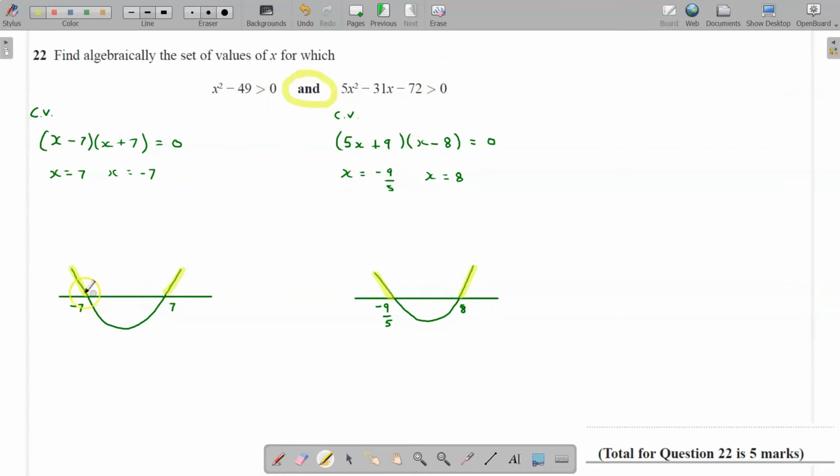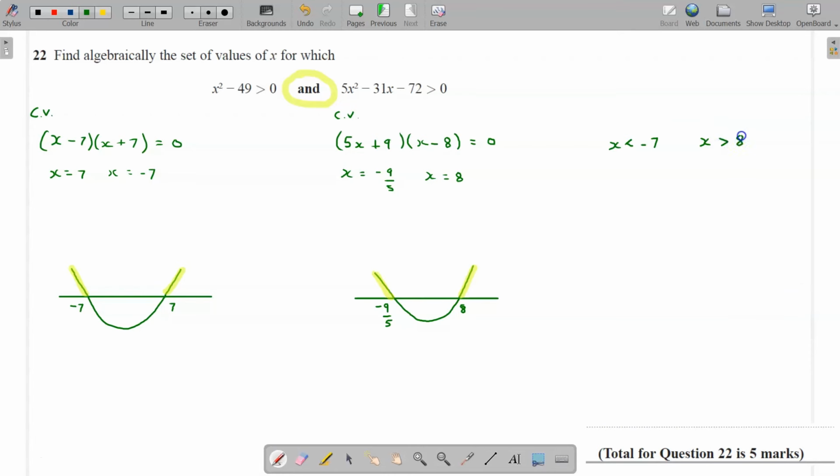Now, we need to find the values of x that satisfy both of them. So this is telling me that x has to be less than minus 7, and this is telling me it has to be less than minus 1.8. Well, in order to satisfy both of them, it has to be less than minus 7. So I'm just going to make a note of that over here. x is less than minus 7. And the other side, this tells me x has got to be greater than 7, but this tells me x has got to be greater than 8. So to satisfy both of them, x has to be greater than 8. I'm just going to make a note of that too. x is greater than 8.